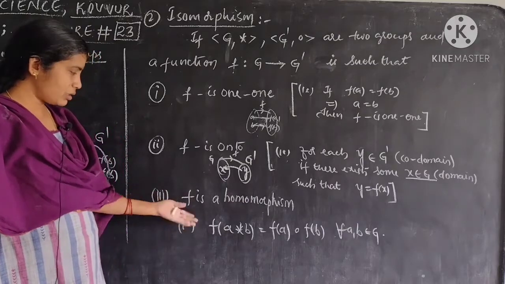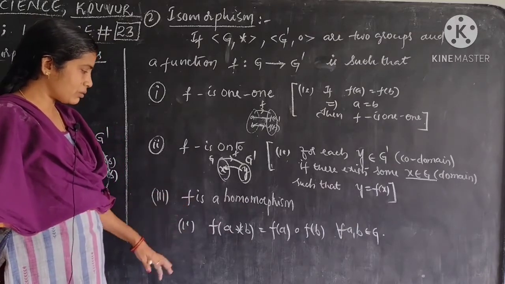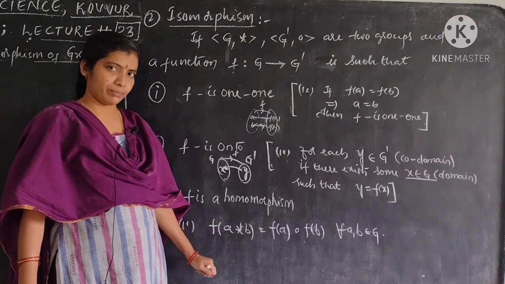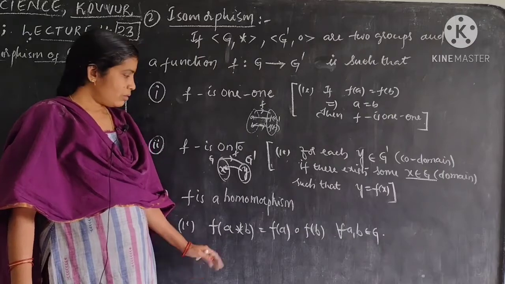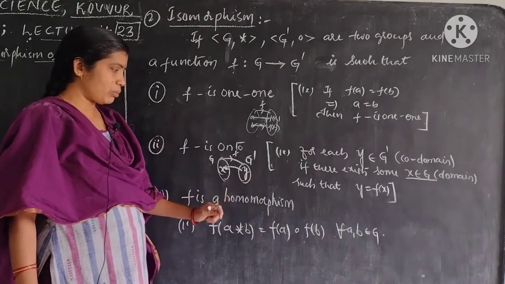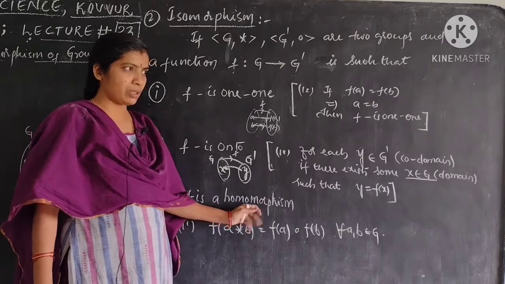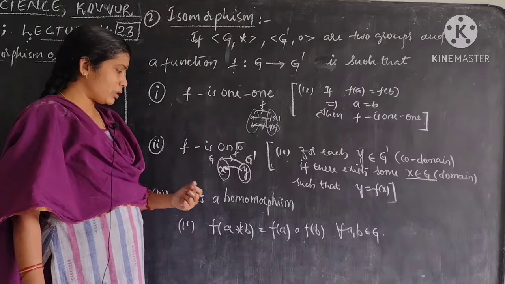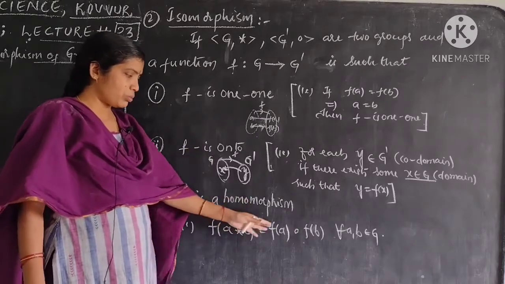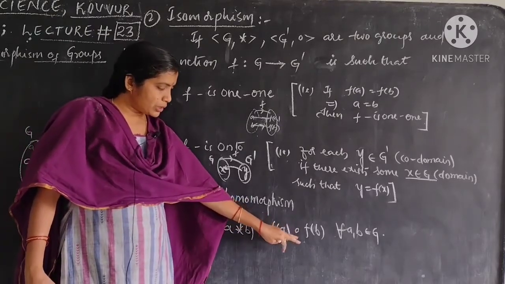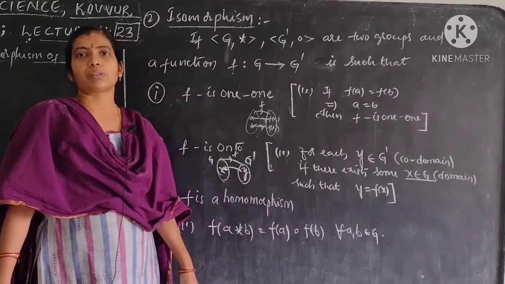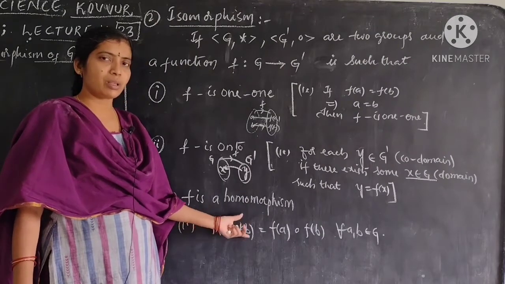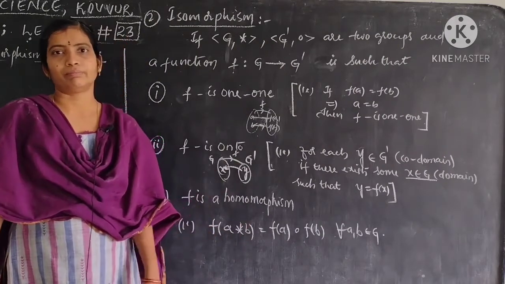And the third condition is known as homomorphism, or preserving composition, that is f of a star b is equal to f of a circle f of b. Homomorphism, its other name is preserves composition. Which composition is preserved here? Star is preserved because the output elements are composited by the composition circle. So it preserves the composition in the domain. That is why this is a homomorphism.